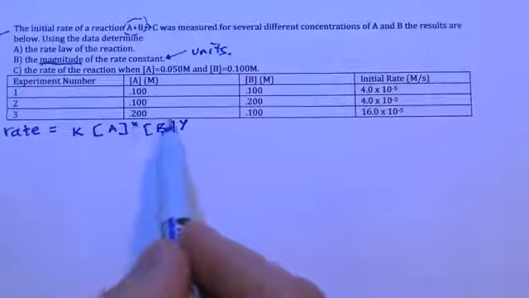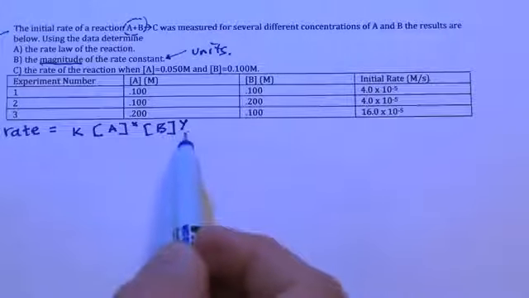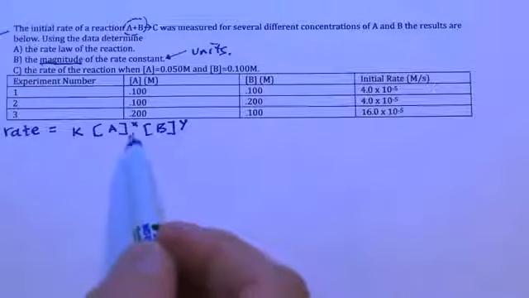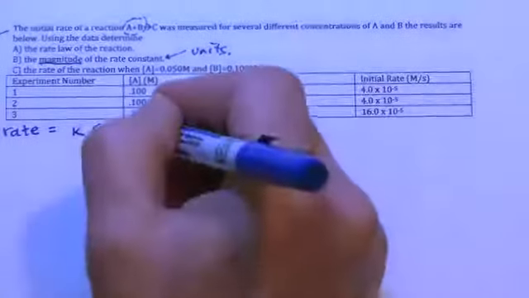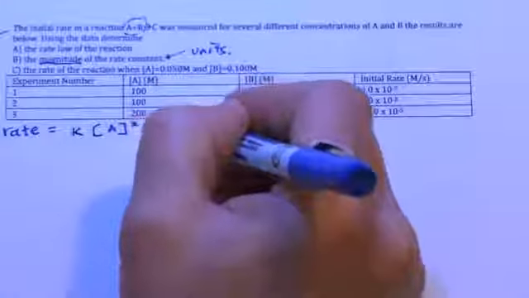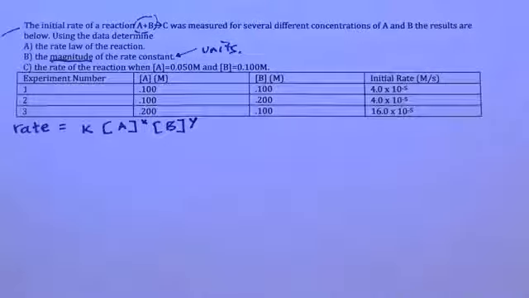I don't know whether x or y is going to equal 0, 1, 2, 1/2, 3/2, 4, -1/2. I don't know for sure what it's going to be. My job is going to be to find out what this x is and what this y is. And I need to be able to experimentally determine those.